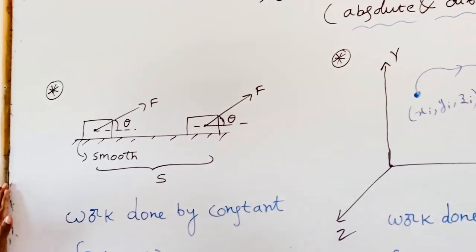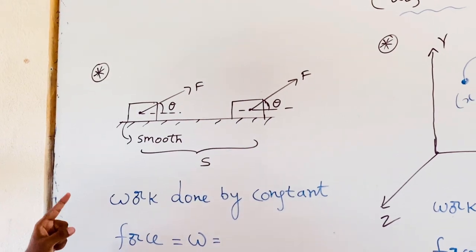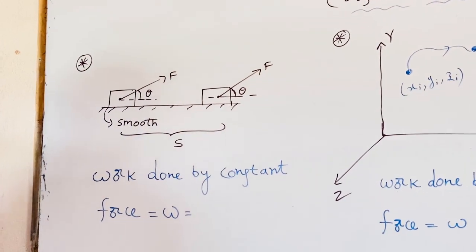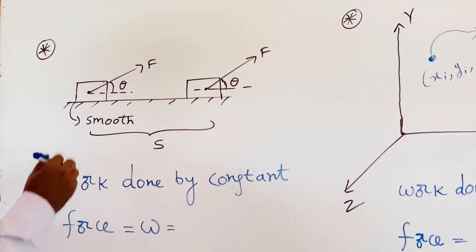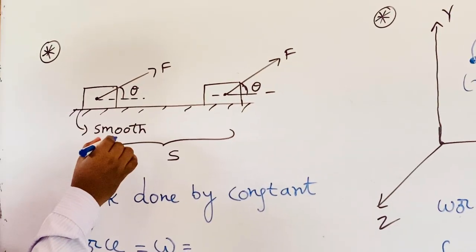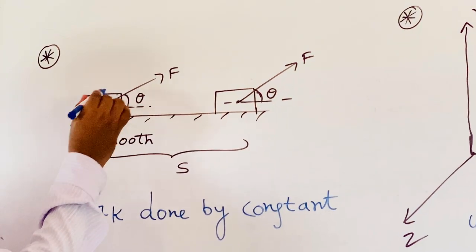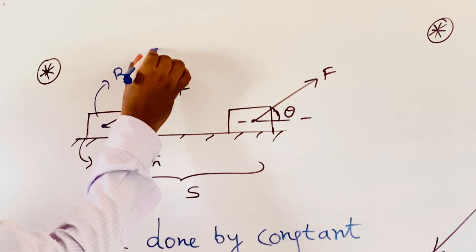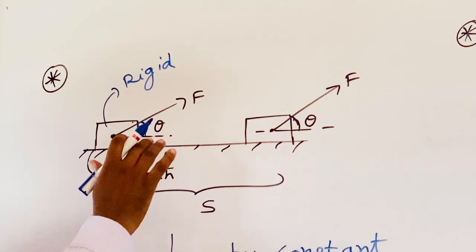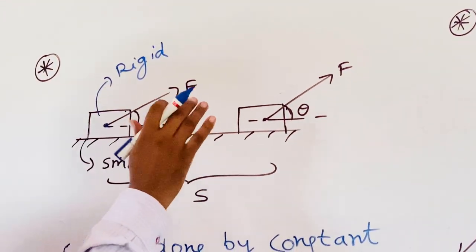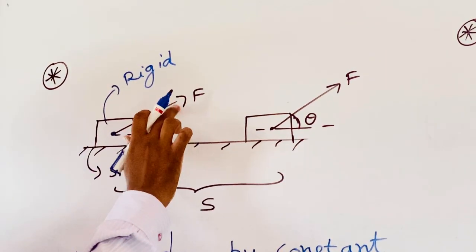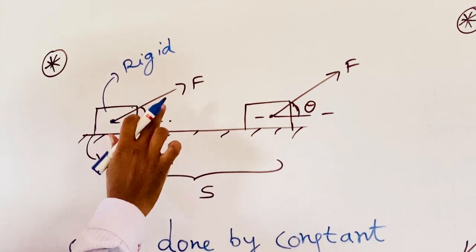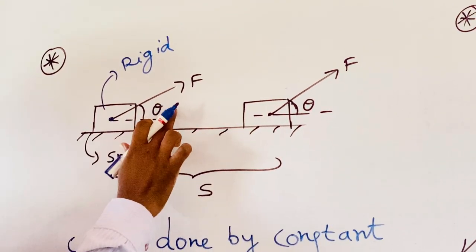So first of all, here we can talk about what is the work done by the constant force. Consider the situation. Here you are seeing some surface. This surface is smooth. On the surface you are seeing one block. Say this block is rigid, nothing but all parts of this block are moving in the same direction under the action of this force having the magnitude F and its direction horizontal is theta.